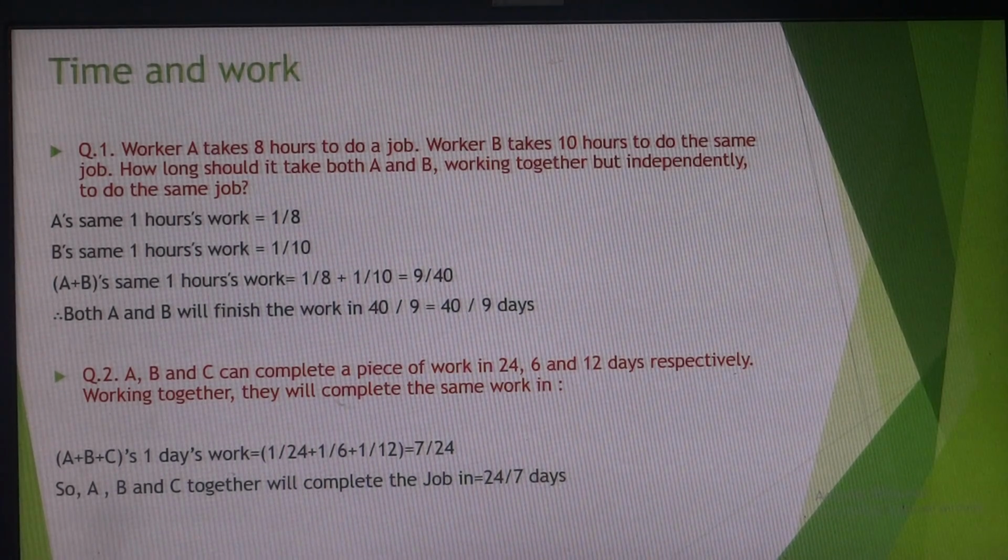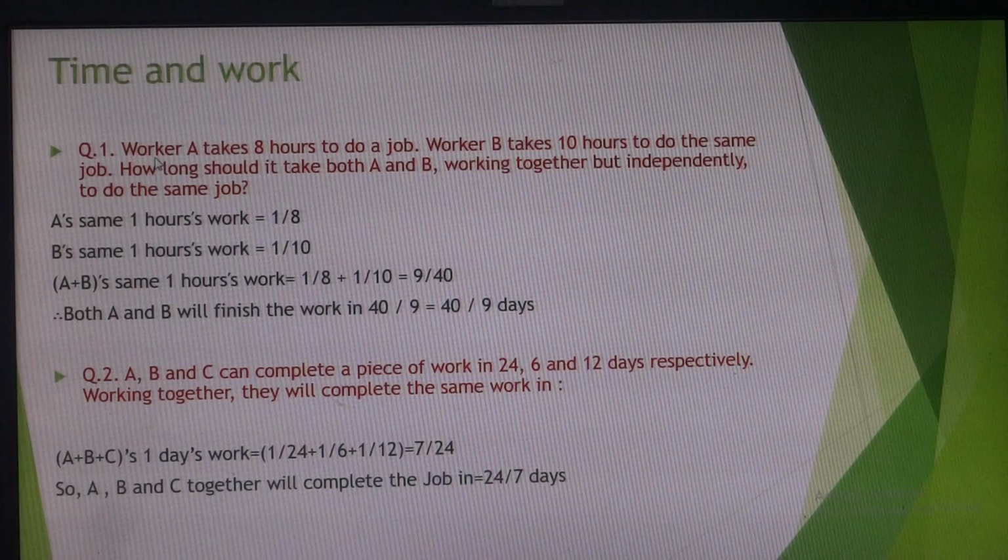So here is the first question we have in the time and work section. This is the first type. Worker A takes 8 hours to do a job. Worker B takes 10 hours to do the same job. And the question will be, how much time would it take both A and B working together but independently to do the same job?